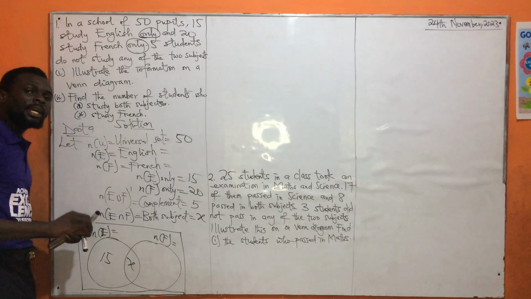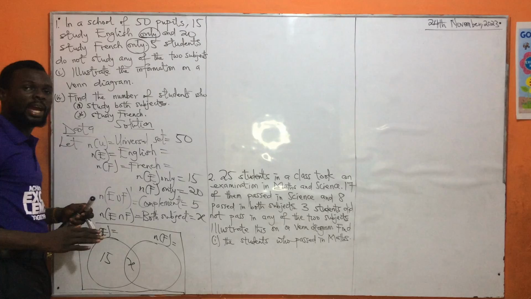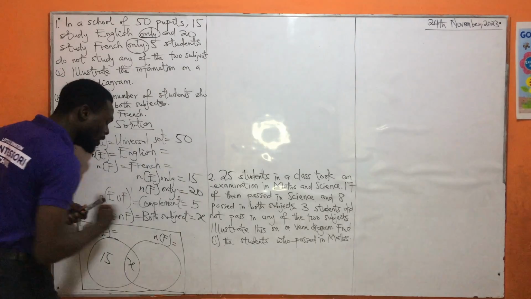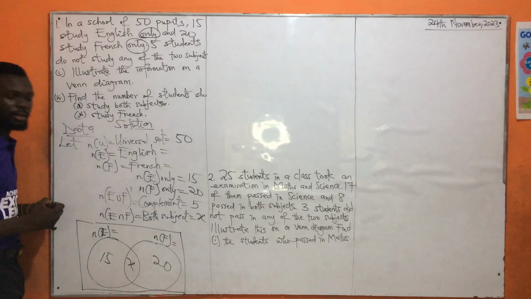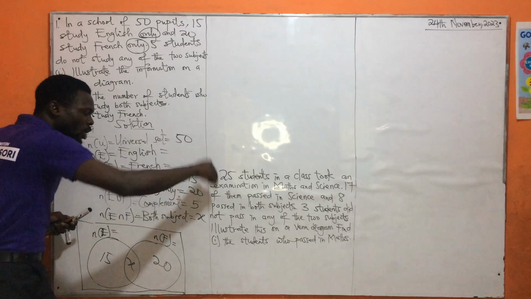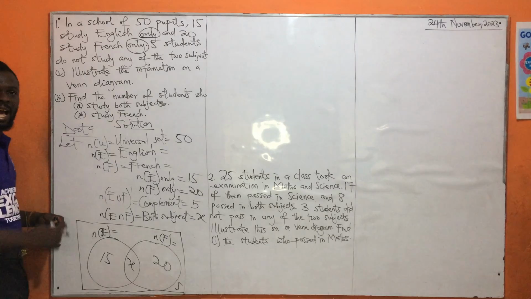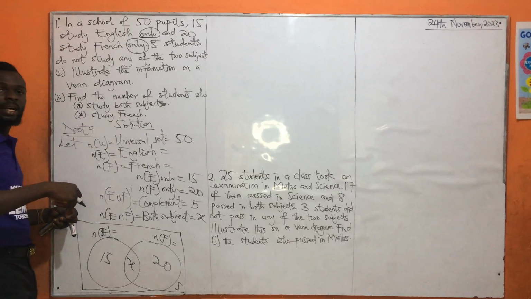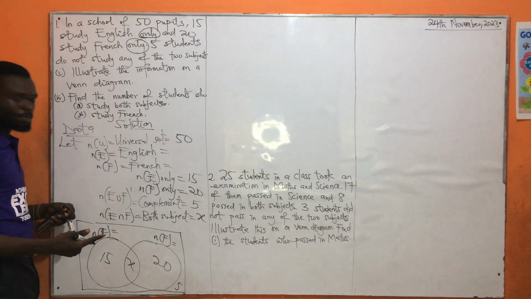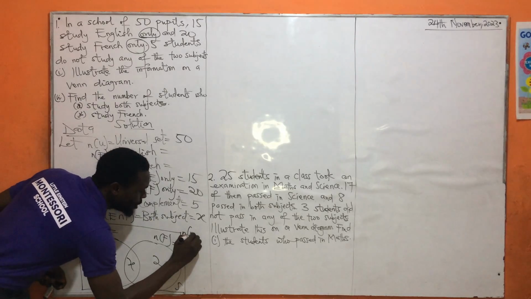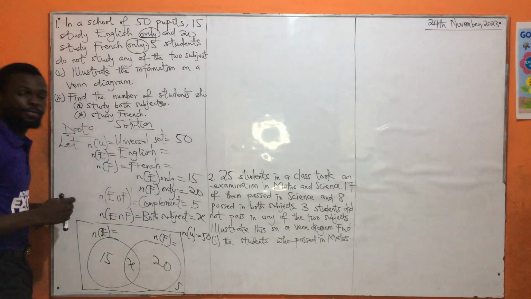If it is only, we just write it at the region where it belongs to. So French only is 20, we just write it here. Then 5 did not study any of the 2 subjects. It is complement. We write it in the rectangle but outside the circles. Then we have our number U, which is equal to 50.